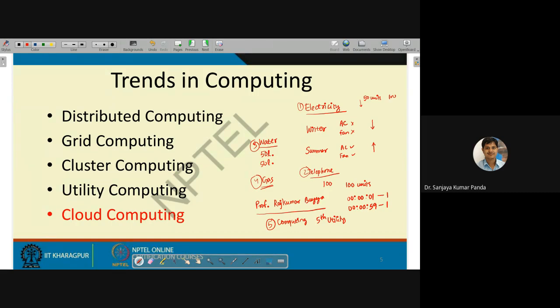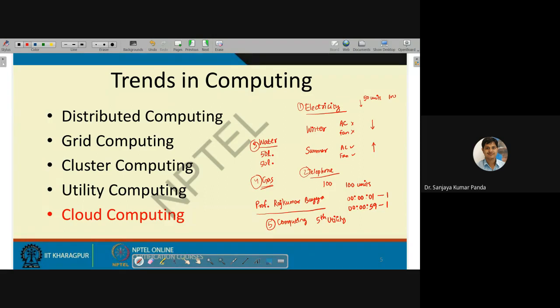It is not a new term, as I already mentioned. Whatever technologies are there in parallel, distributed computing, cluster, grid. In fact, grid computing is said to be the backbone of cloud computing. We are meant for a business purpose, but if you go to the background, we have grid computing, right? So these are the different trends of computing.